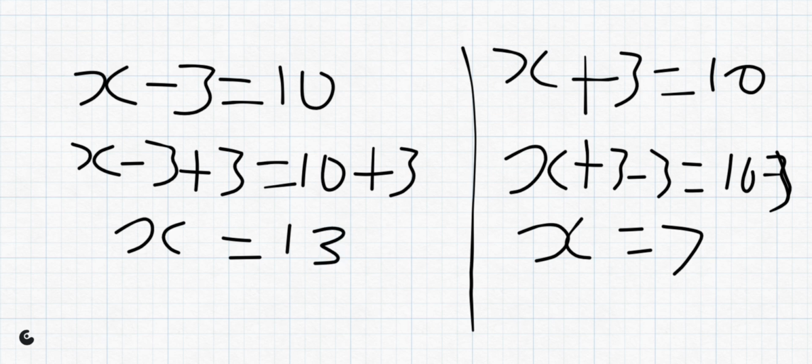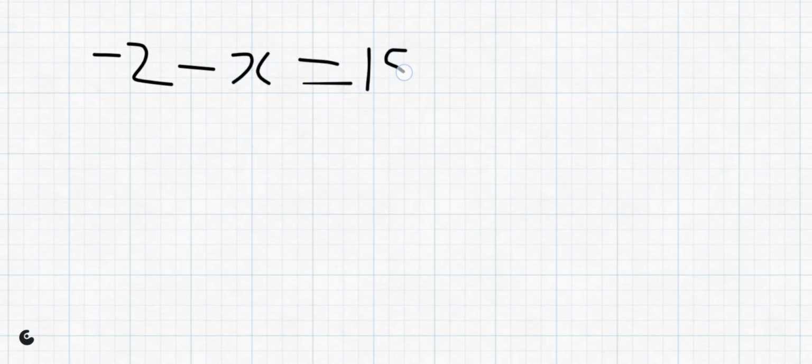Now, we are done. Let's look at another example. Minus 2 minus x equal to 15. Just a little note. Remember, minus is one of the dangerous things in algebra, or let's say the whole of science, physics, engineering. So you have to be careful with minus manipulation.